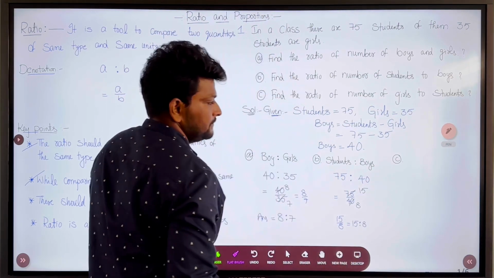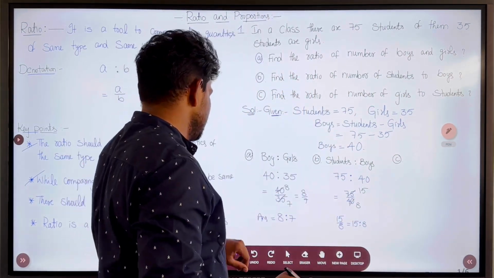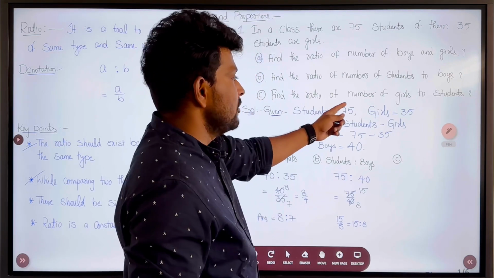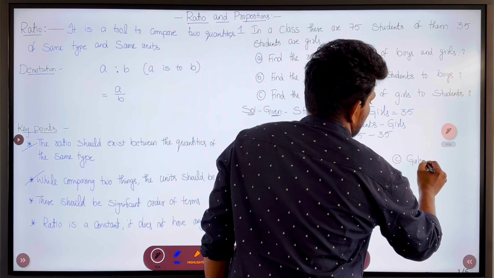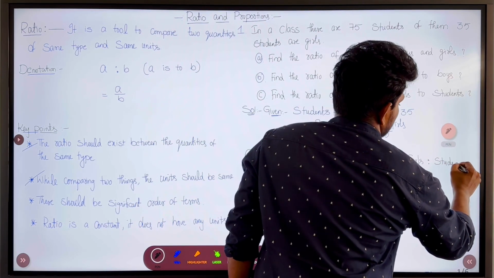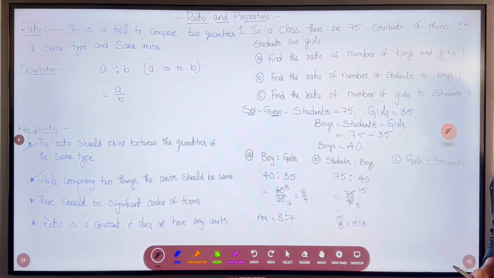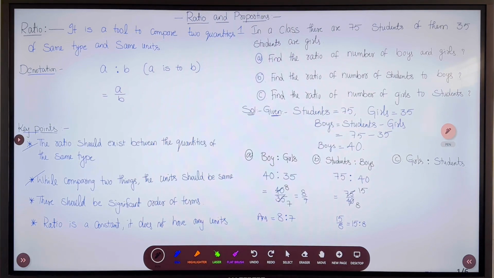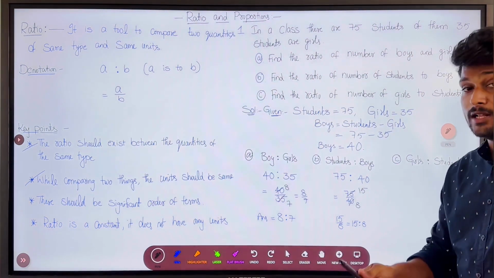Next, coming to the third question, what are they asking? Find the ratio of number of girls to students. Girls is to students. What is the option? Question C, girls to students. Look at question B: they are asking number of students to number of boys. In question C, they are asking girls to students.